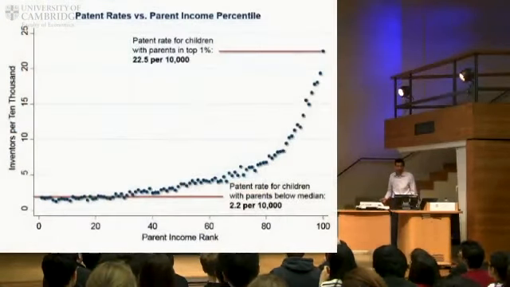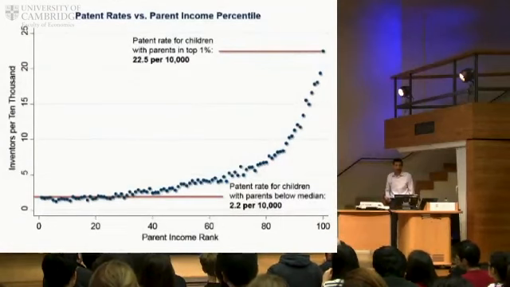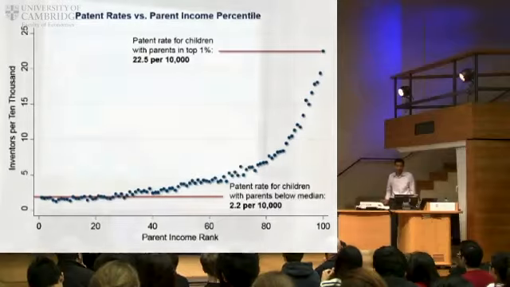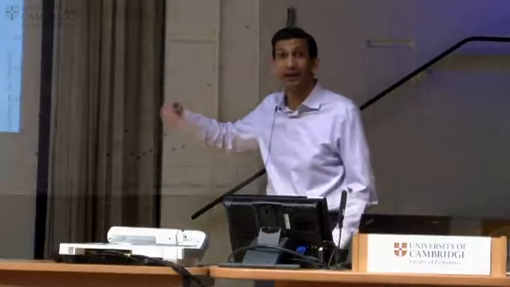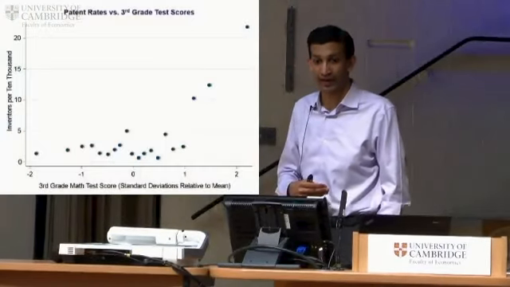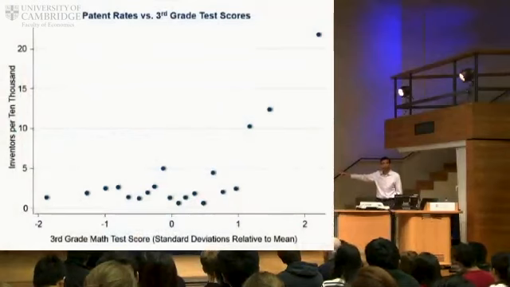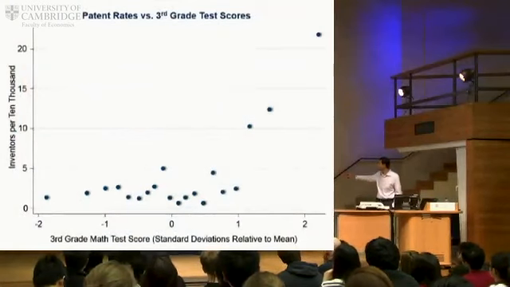So one can evaluate that possibility and discriminate between the environmental explanation versus the genetic explanation in the following way: by using test score data measured early on as a proxy for ability. Okay, so now I'm going to bring in the test score data that I used in the education study. And this chart here plots the number of inventors, the same y-axis as the previous graph, versus third grade math test scores.